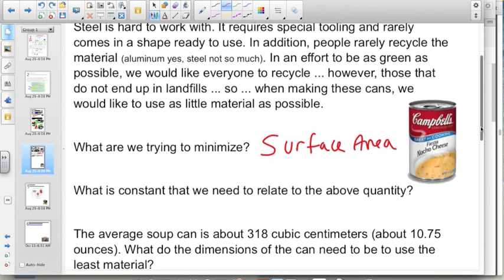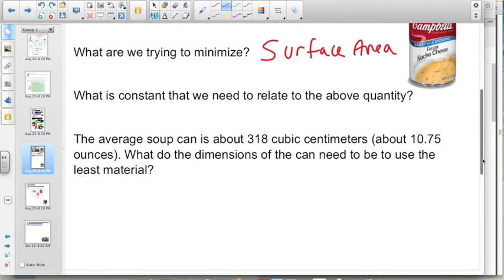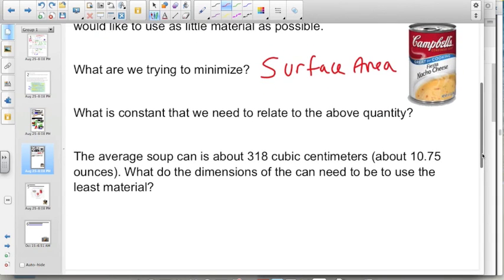What's the constant that we need to be able to relate to the above quantity? In other words, what's not going to change? Campbell's still has to do what with every can of soup? Make a certain volume. They've got these machines that spit out 10.75 ounces of soup all the time, every time a can passes. We better have a can that can hold that much. So we need to make sure that we satisfy the volume constraint. In this question, the volume constraint is 318 cubic centimeters. That's about 10.75 ounces.